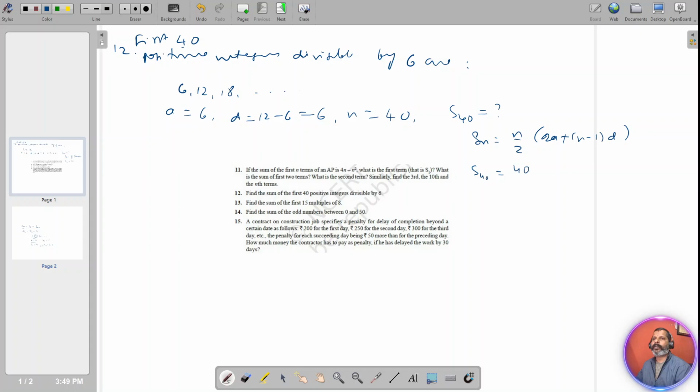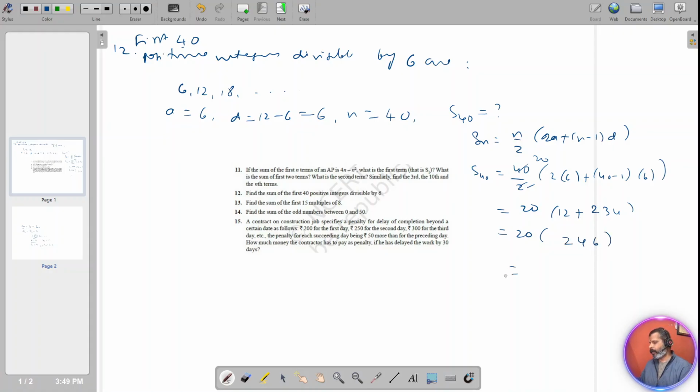S40 is equal to 40 by 2, 2 of 6 plus 40 minus 1 into D, which is 6. 20, 2 ones are 2, 2 sixes are 12, plus 39 into 6 becomes 234.